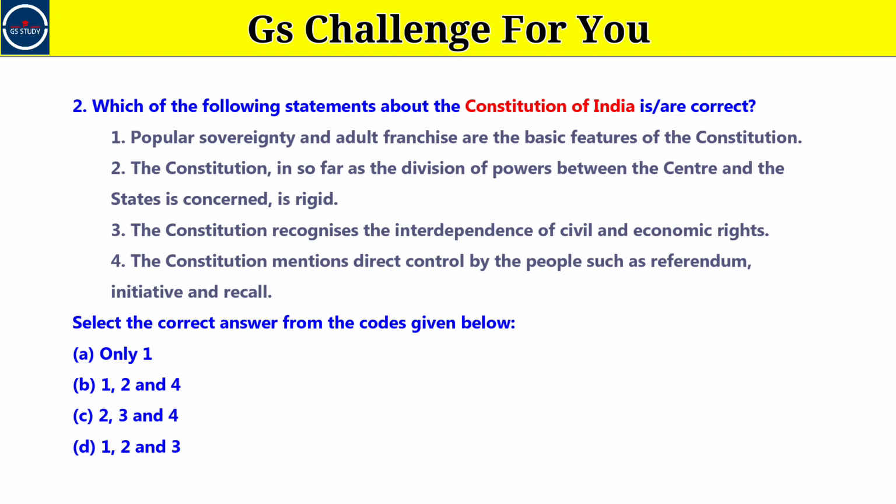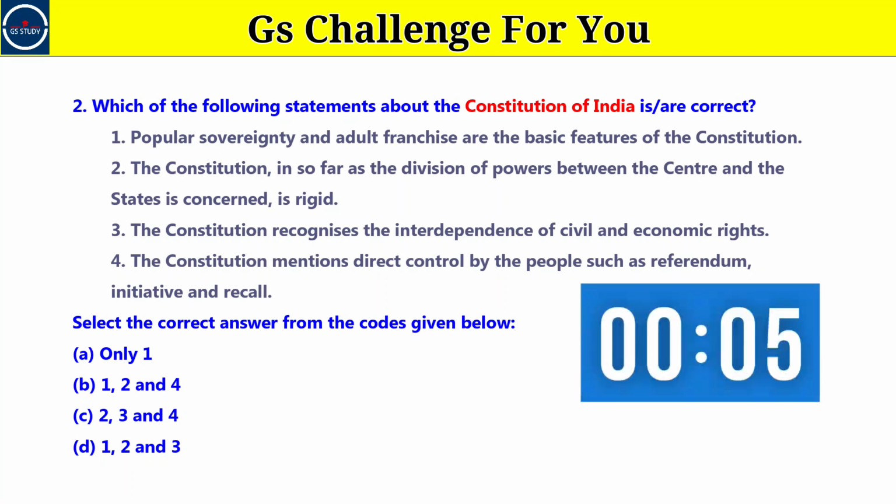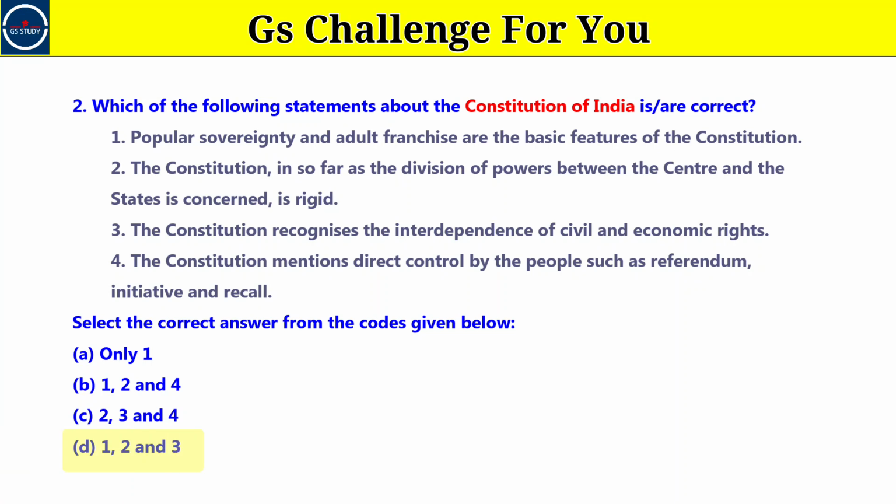A. Only 1. B. 1, 2 and 4. C. 2, 3 and 4. D. 1, 2 and 3. Correct answer: D. The Constitution doesn't mention direct control by the people such as referendum, initiative and recall.